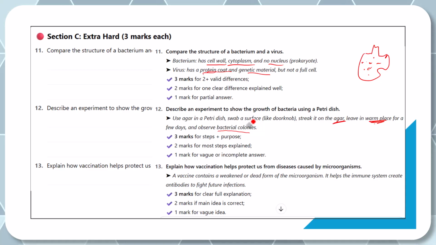Just rub it on a surface that is kind of dirty. You'll be picking up bacteria there without realizing, and then stick it on the agar gel. Apply it on the agar gel, and then cover it and leave it in a warm place for a few days. And after that, you will see the growth. We call these bacterial colonies.